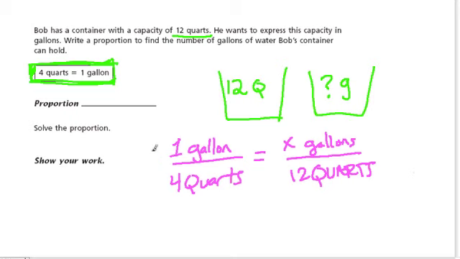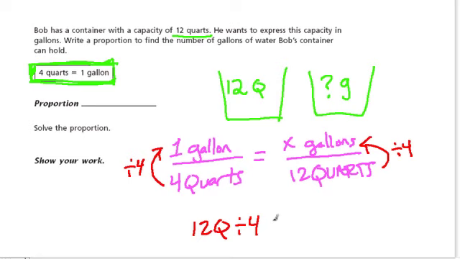And what I see here is that to go from quarts to gallons, I divide by 4, right? Because 4 divided by 4 is 1. So 12 divided by 4, since they're equivalent, should give me the number of gallons. So 12 quarts divided by 4 equals 3 gallons. So the proportion, you can fit it right here on this line, and the answer is 3 gallons, right? There are 3 gallons for 12 quarts.